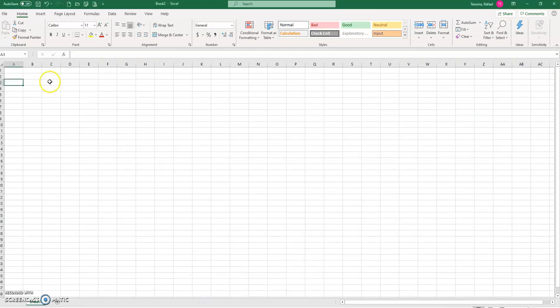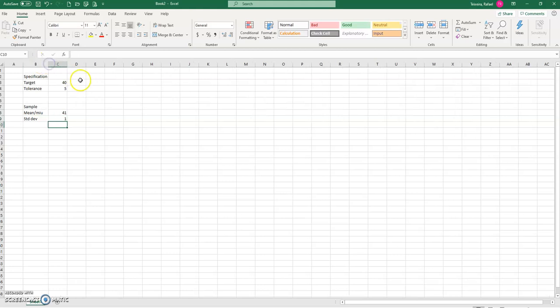So let me start with an Excel file here. The first step is to take notes about the specification. So the target is 40. The tolerance is 5. Okay, and then we have a sample with a mean, which could also be our mu, of 41 and a standard deviation of 1. Okay, so this is data from the problem.